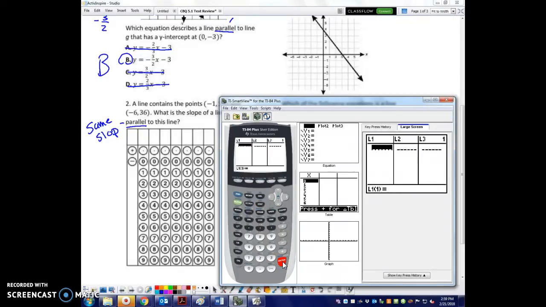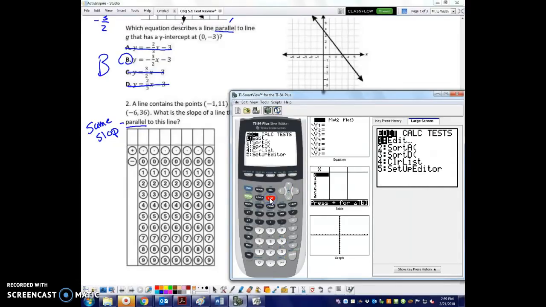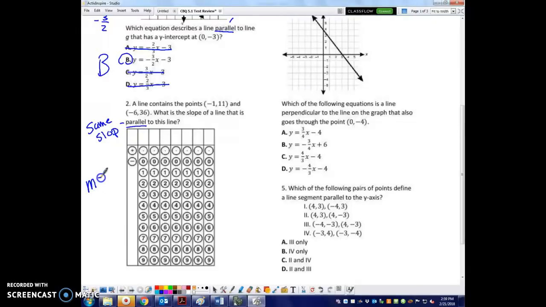So stat edit, the first point we have is -1 and 11. Then we have -6 and 36. Stat, over to calc, 4. And we have a is our slope, which is -5. So our slope is -5. So you type in negative, color that in, 5, color that in.